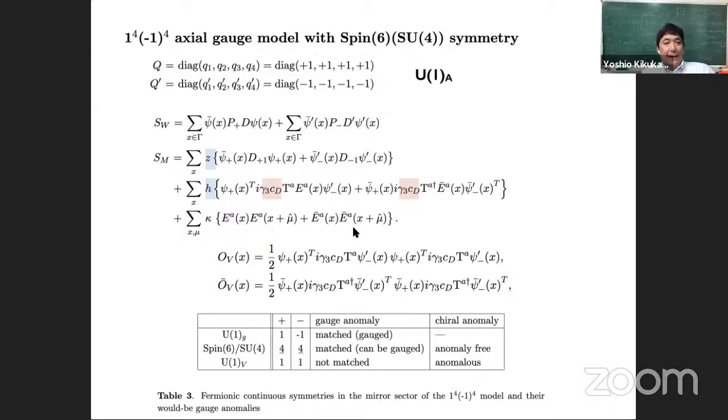This type of interaction, this bilinear fermion operator, if squared, gives the SO(6) invariant four-fermion operator. And if we take the square of this operator, this gives a 't Hooft vertex for the fermion number symmetry breaking. Since we are considering two-dimensional abelian theories, we have instantons.